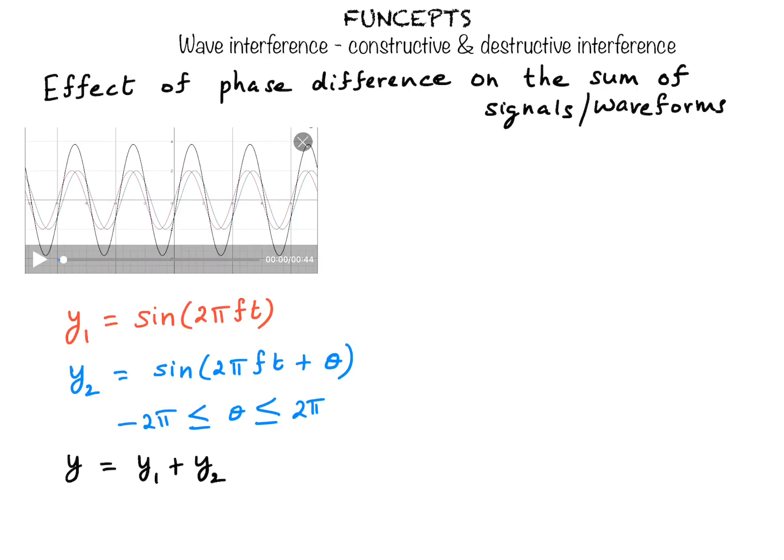When two or more signals or waveforms of the same frequency are added together, the phase difference between those signals has an effect on the sum that is produced.